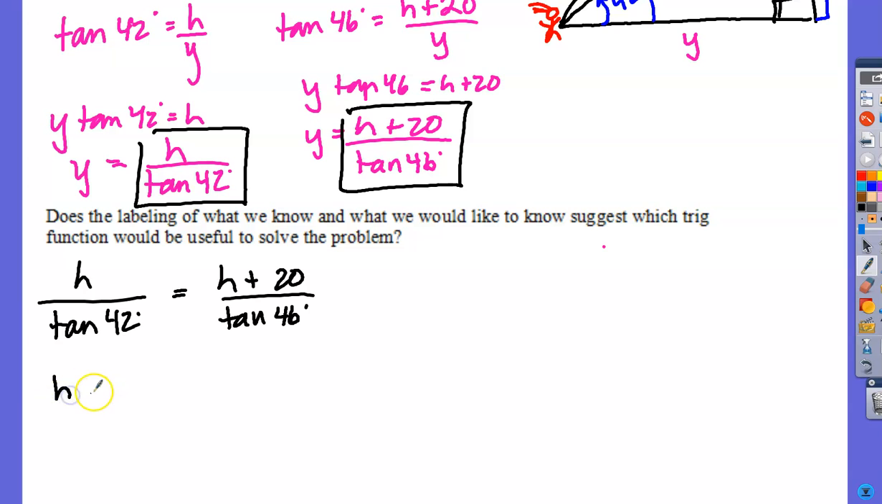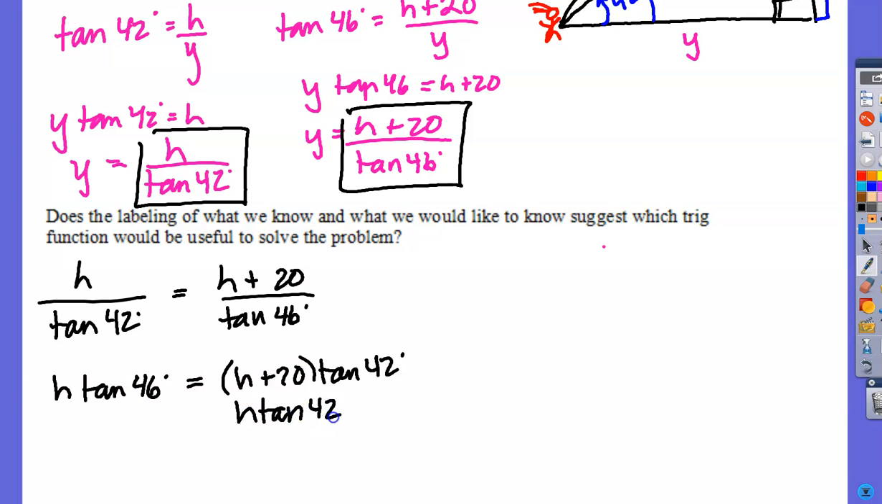So I have h times the tangent of 46 equals h plus 20 times the tan of 42. I'm going to have to distribute that because I need to get the h's together, and there's no way for me to do that without doing that. So I'm going to go ahead and distribute that.